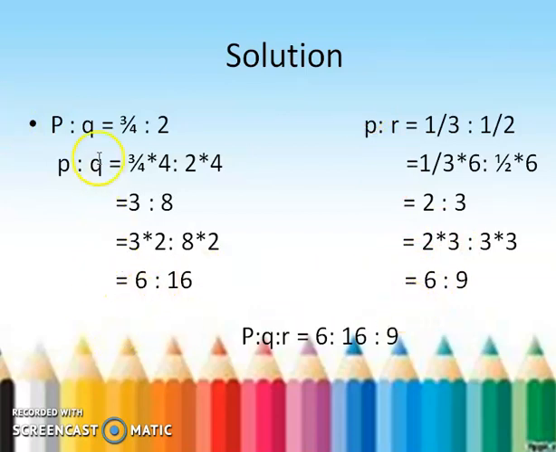Okay, because this is the same question and there is the equality sign over there, ignore what is given in the question. We have to solve our question. So we have to make these two P's same. For that purpose, we have multiplied again with the concerned numbers. So now the ratio is 6 ratio 16 ratio 9. P ratio Q ratio R.